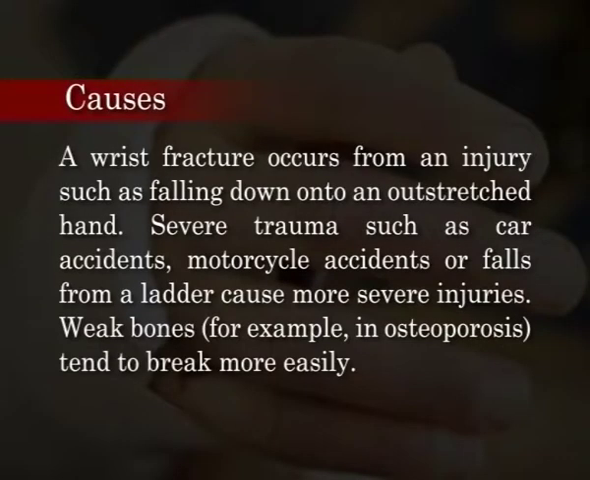Now we have causes. A wrist joint fracture occurs from an injury such as falling down onto an outstretched hand. Severe trauma such as a car accident, motorcycle accident, or fall from a ladder causes more severe injury. Weak bones, for example in osteoporosis, tend to break more easily.